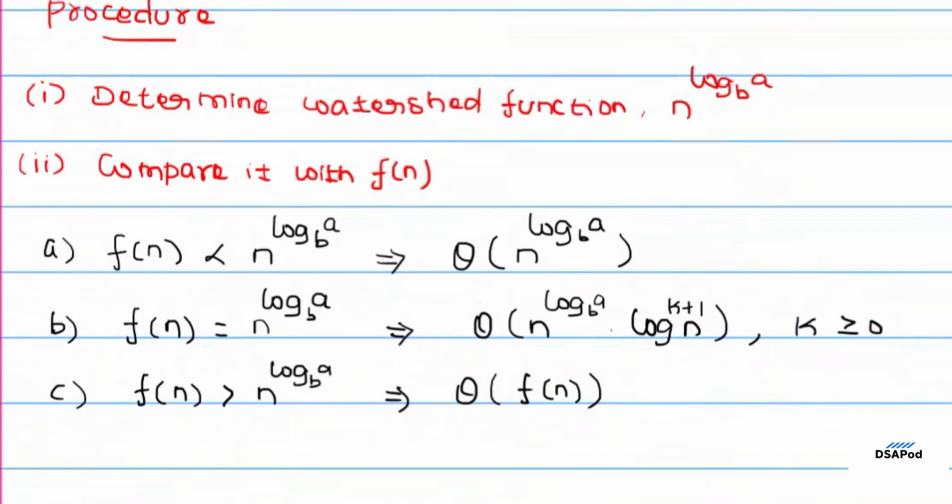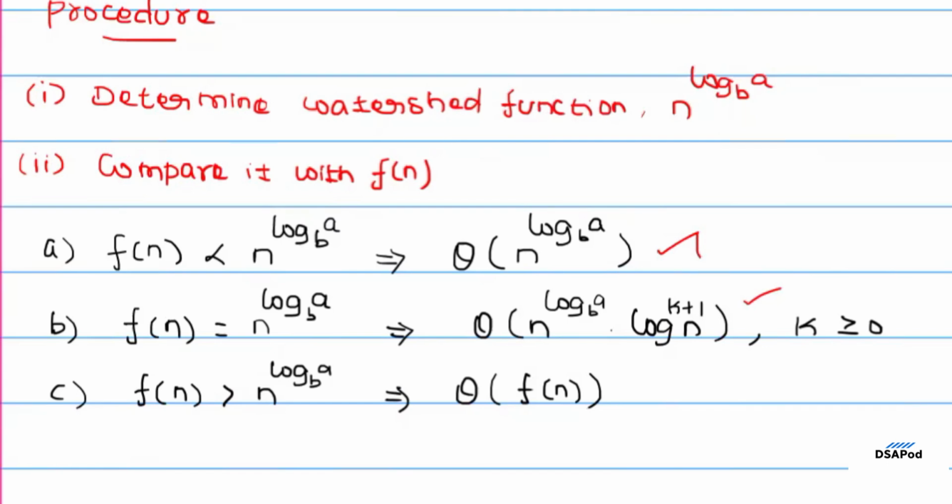f(n) might be less than the watershed function. In that case, the time complexity is determined by big theta of n to the power log of a to the base b. If f(n) is equal to the watershed function value, the time complexity is determined by big theta of n to the power log of a to the base b multiplied with log n to the power k plus 1, where k is a constant, and the value can be greater than or equal to 0.